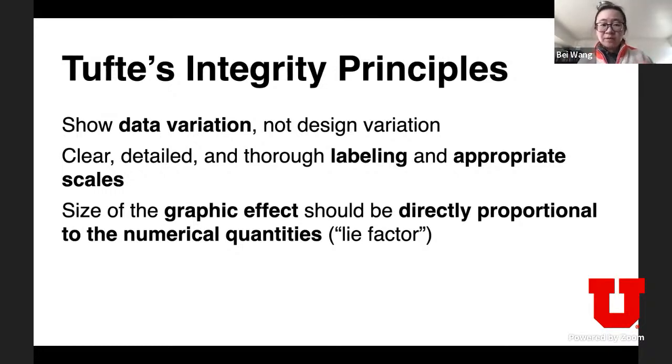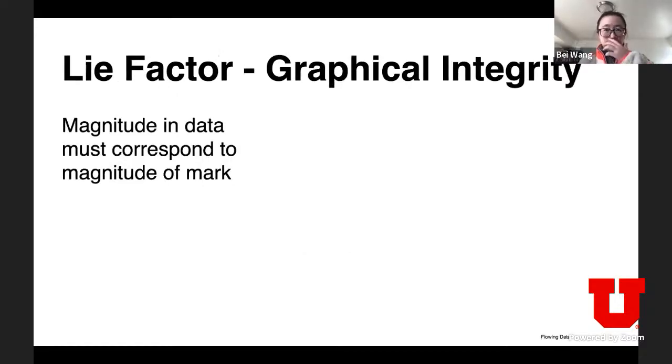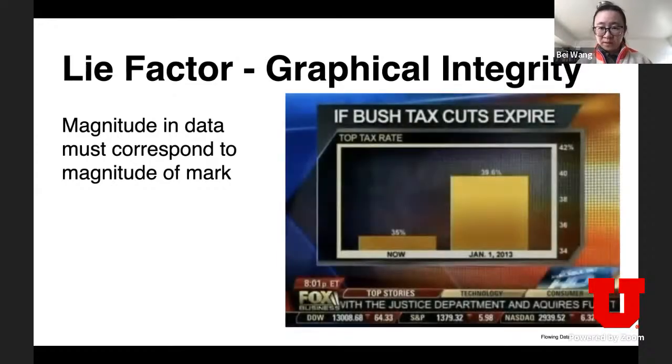The last bit is the size of the graphic effect should be directly proportional to the numerical quantity. So this leads to the discussion of what's called a lie factor. Now I'm going to show you some of the visualizations you see in news outlets that have a pretty large lie factor. The lie factor is the size of effect shown in the graphic versus the size of effect in the data. The larger it is, the bigger the lie. So it's really related to what we call graphical integrity: the magnitude of your data should correspond to the magnitude of the mark itself. So here is an example.